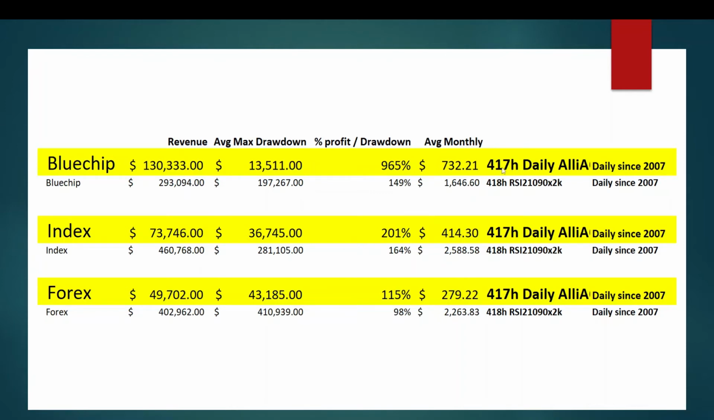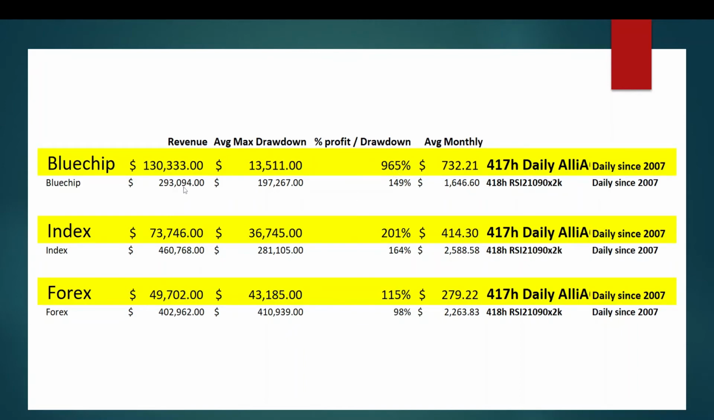What I want to highlight here is all 3 tests showed the alligator strategy was more effective. Now, what we measure effectiveness on is this percentage profit over drawdown. Now, the alligator strategy for the blue chip shares on a daily basis, so these are all daily charts, by the way, that brought in 130,000. This is all since 2007. It brought in 130,000 for a drawdown of 13,500, which is a profit over drawdown of 965%.